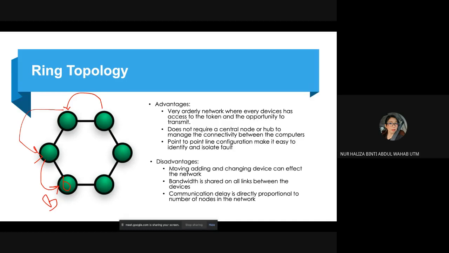So this is the disadvantage, which is that we have the delay. Sometimes it's very huge, depending on how far we want to send from node to node. So this is about the ring topology.